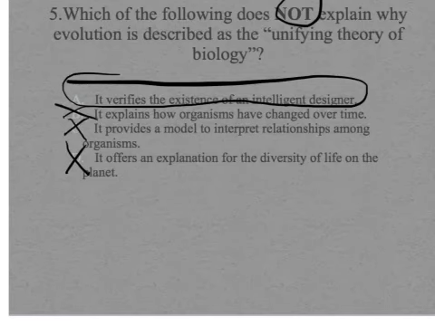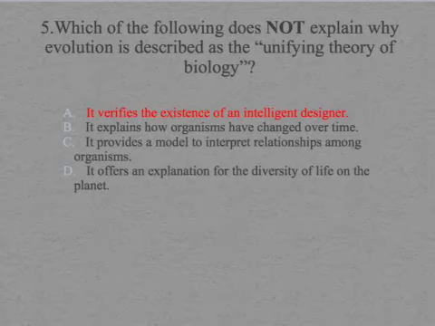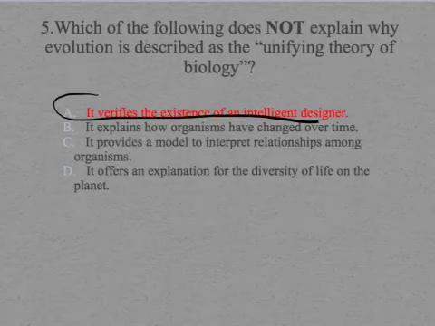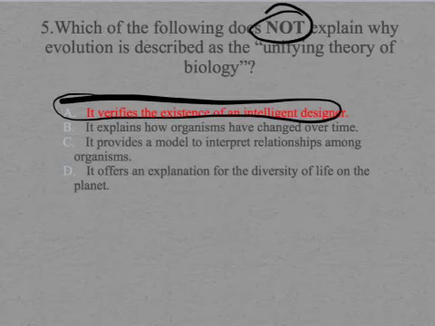Which of the following does not explain why evolution is described as the unifying theory of biology? A, it verifies the existence of an intelligent designer. And remember, a key word here was not. Remember to pay attention to that, guys. If more than one answer is correct, you definitely want to reread your answer and check and make sure that there was a not in there.